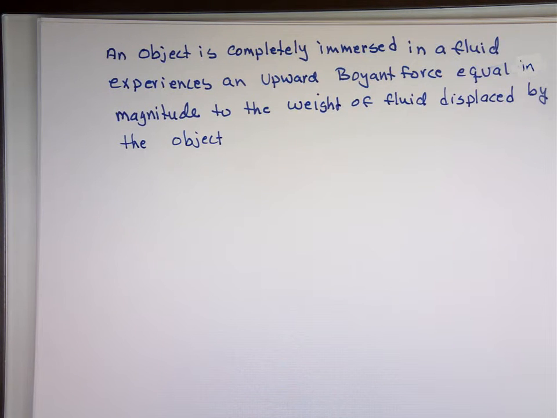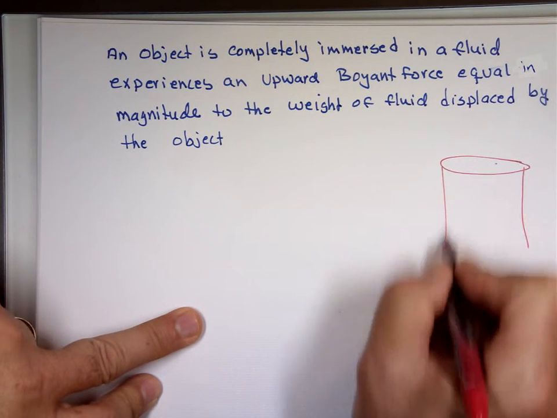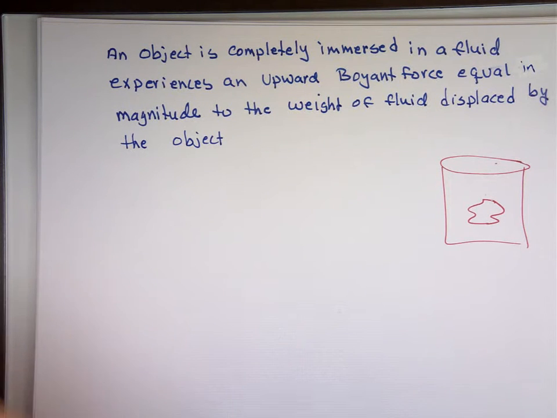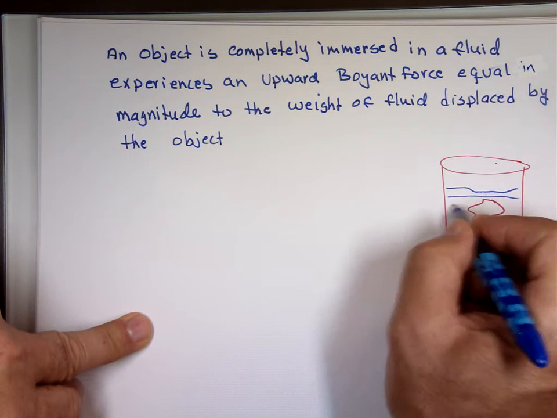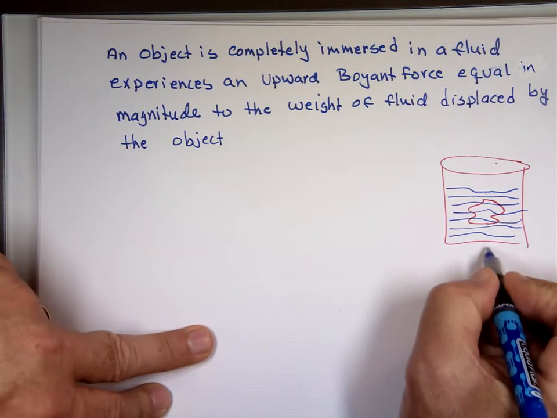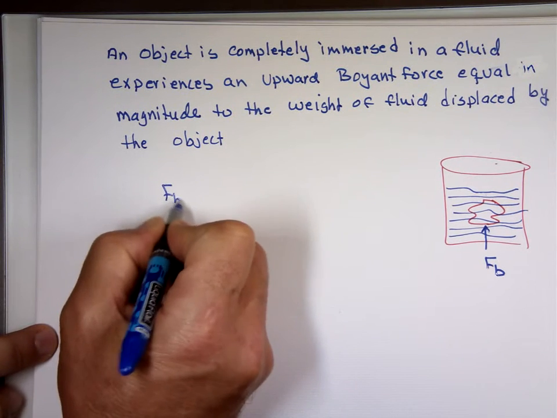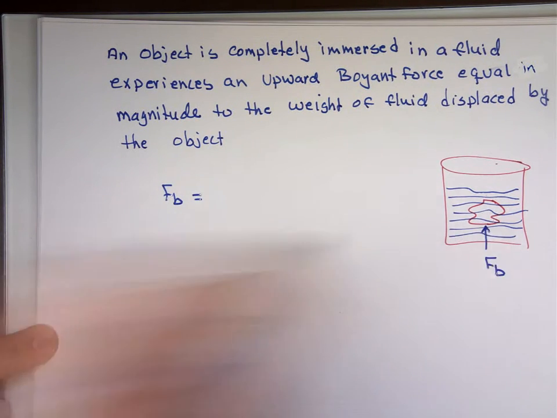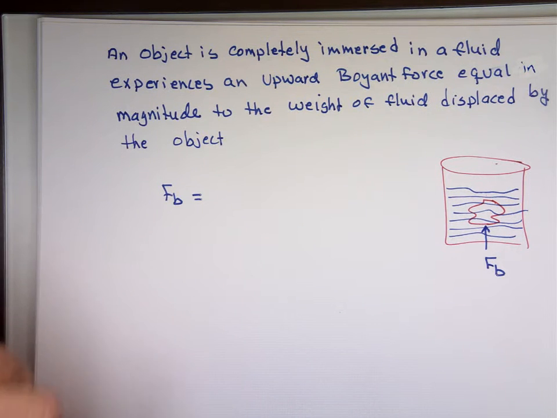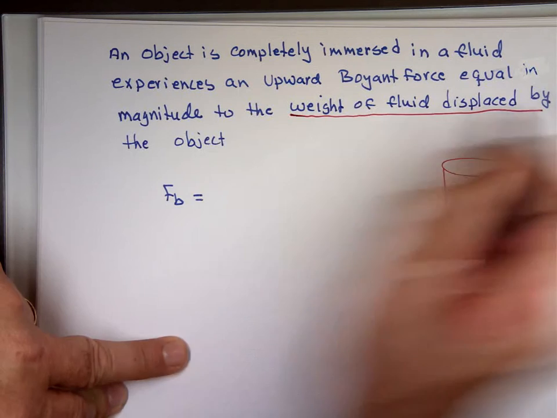So, translation. If you have an object, it doesn't matter what the shape of the object, immersed in liquid, your fluid. The fluid could be anything. This object has a force pushing upward on it called FB, buoyancy. And FB is equal to the weight of the fluid displaced by the object. Let's read that again: the weight of the fluid displaced by the object.